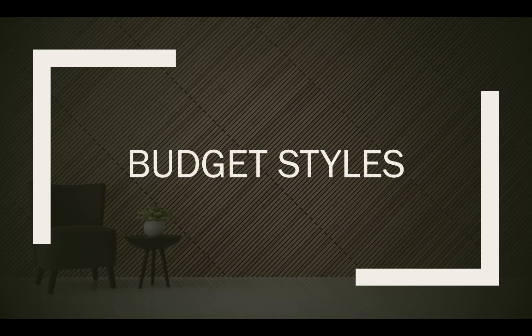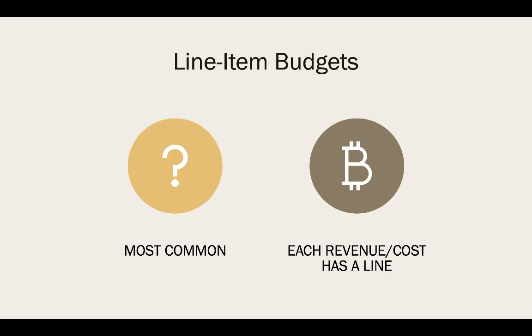So let's talk about some budget styles. First, we want to go over line item budgets. These are the most common type of budget proposals, budget styles you're going to see. Line item budgets have a line for each revenue and each cost. We break it down revenue by revenue, cost by cost. So we're not grouping things together. We're breaking everything down, so my boss that I send my budget proposal to can clearly see what I think our revenues are going to be and what our costs are going to be.